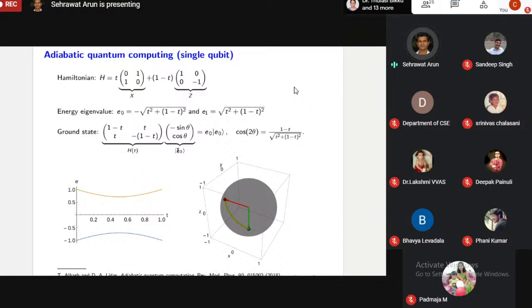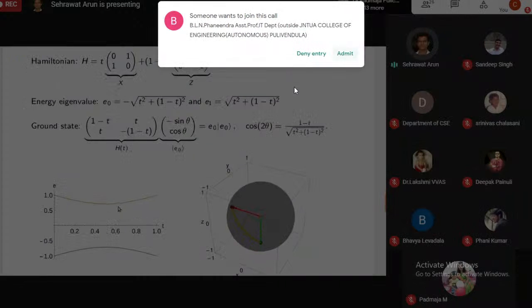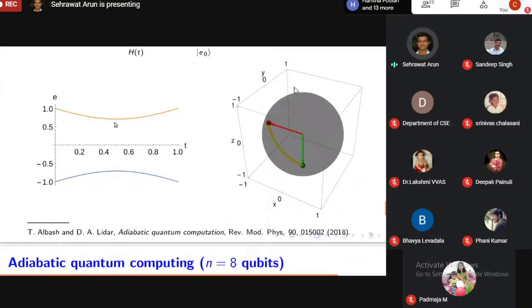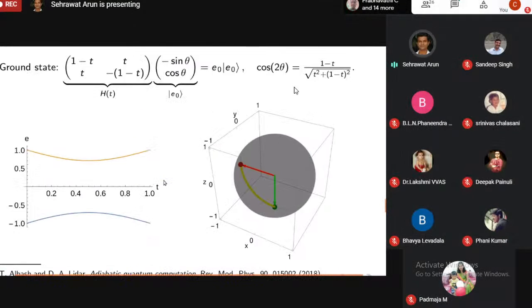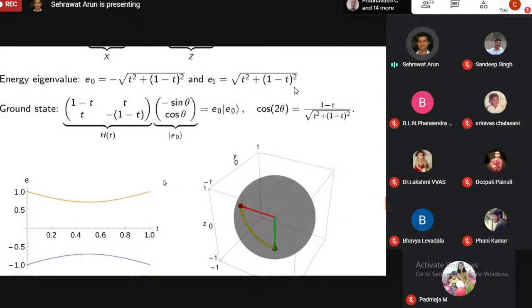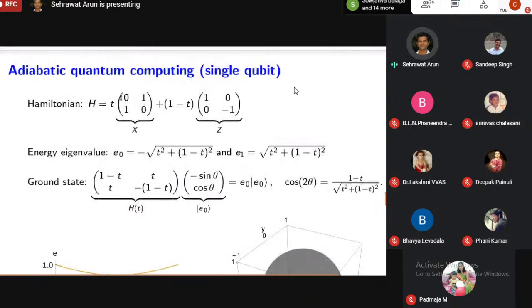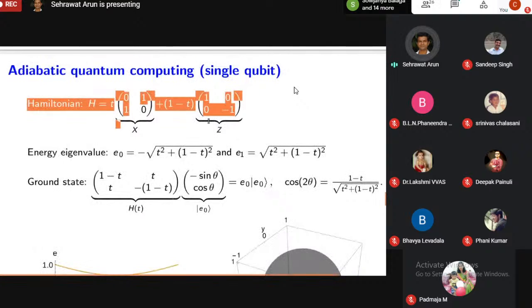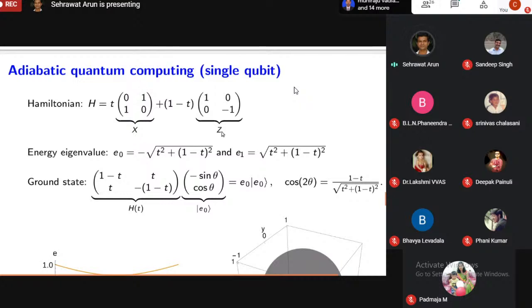How slowly you change t depends upon this energy gap between the ground state and the excited state. If this gap is very small, then your change must be very slow. Otherwise, your system will jump from the ground to the excited state. So if you change t from 0 to 1, you start from the ground state of x and end up in the ground state of z.